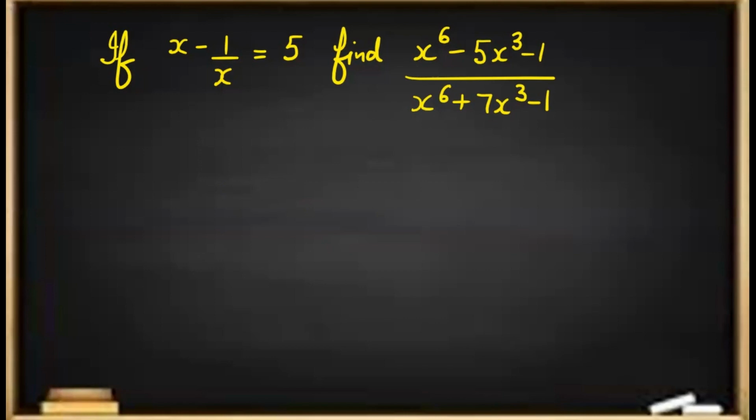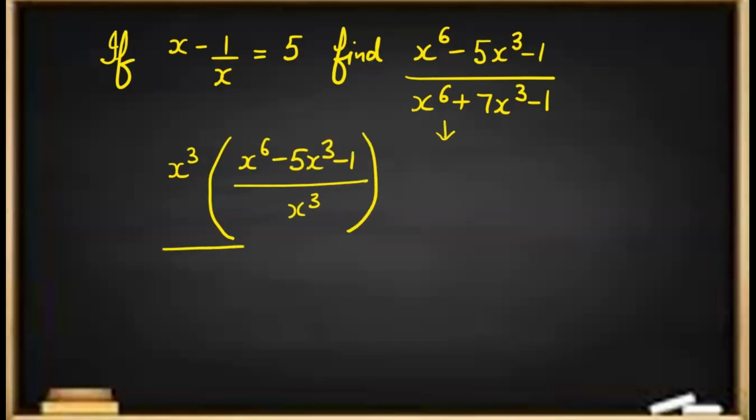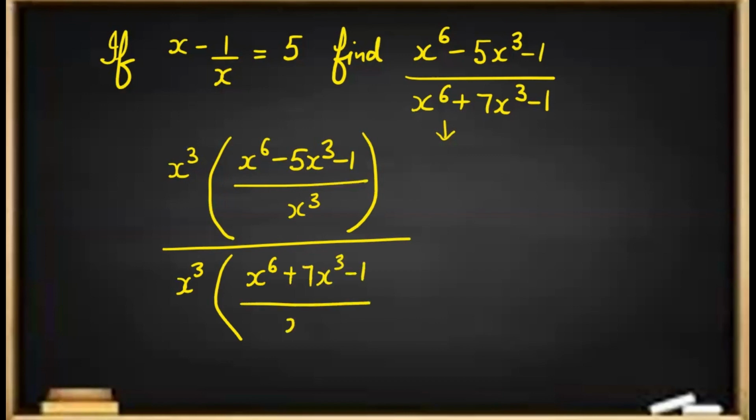In this question, we will take x cube common from both the equations in the numerator and the denominator place. So let's take common x cube. We'll write outside the bracket x raised to power 6 minus 5x cube minus 1 divided by x cube, and x cube outside the bracket x raised to power 6 plus 7x cube minus 1 over x cube. We will cancel x cube with x cube.